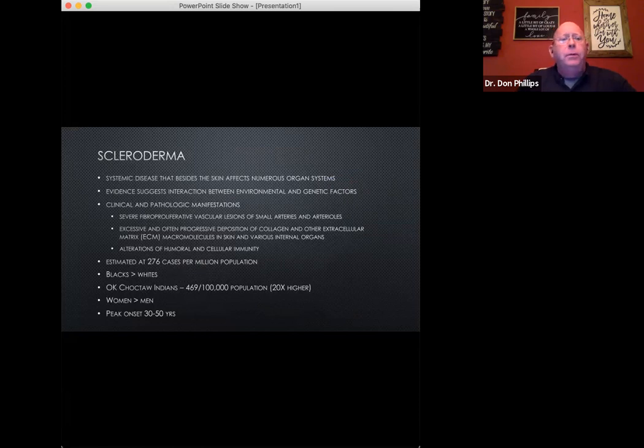Okay, so let's move to a different sort of arthritic thing. And this once again is an autoimmune disorder. This is scleroderma. Now it's systemic, but really, where we end up seeing it initially is in the skin.